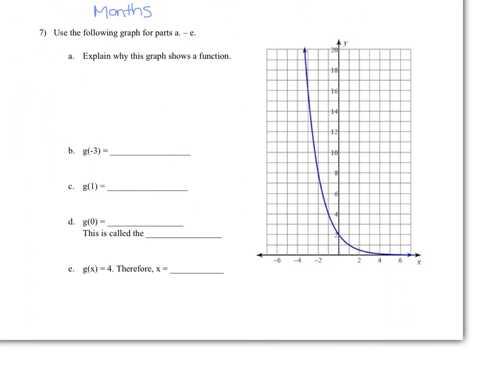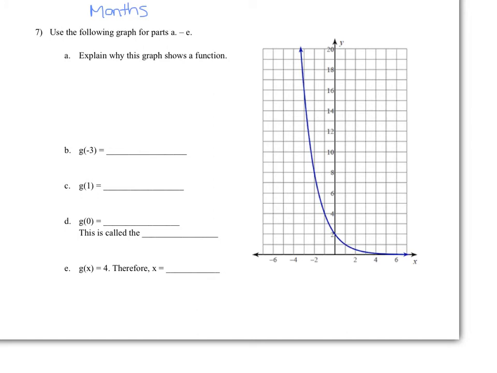For question 7, we're going to use the following graph for parts A through E. Explain why this graph shows a function. If I took a vertical line and just went along, my vertical line would only touch my graph at one place for every value of x.